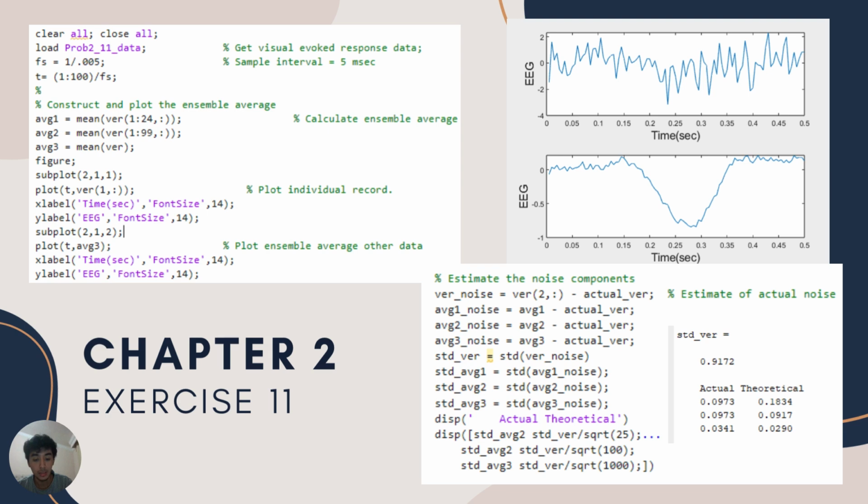And to estimate noise, we subtract the actual noise-free response from each average waveform. We then compute the standard deviations. And finally, we compare the actual noise reduction with theoretical predictions, as we can see in the results of the average versions. And above them, we can see the graphs of the results of the time in comparison of the ECG.